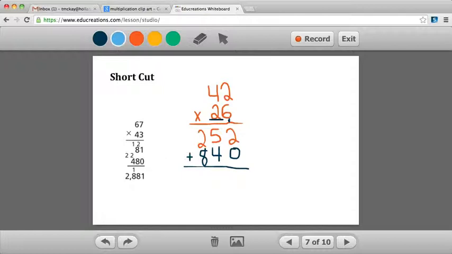2 plus 0 is 2. Make sure they're lined up. 5 plus 4 is 9. And 8 plus 2 is 10. 0. Carry your 1, and 1 plus 0 is 1. So your product here would be 1,092. Again, say to yourself as you're going through and you're practicing this, all 6 steps.